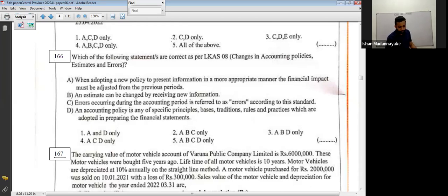Come on, what's the answer for question number 166? What's the answer? Devni, Rohinika, what's the answer? Gauri?